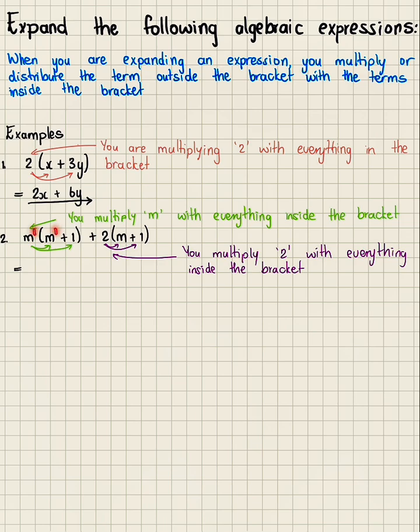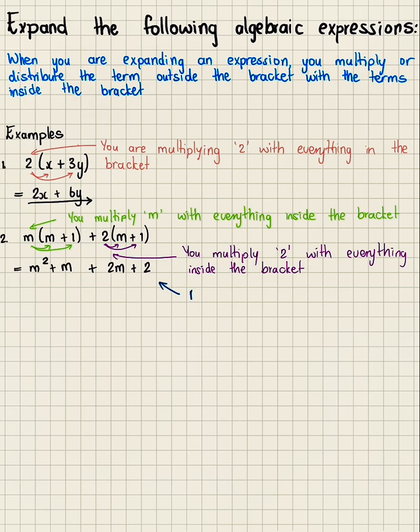m times m, remember that rule, same base, you add your indices. So that's going to give us m squared. Then m times 1, it's just m. And then 2 times m, it's going to give us 2m. And then 2 times 1, it's just 2. And then that's our final answer.